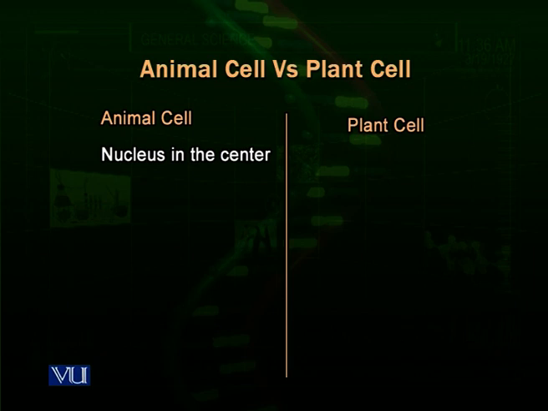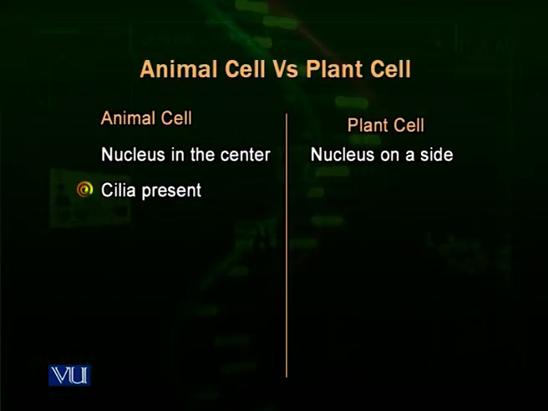The animal cells have their nucleus present almost in the center. In the plant cells, in contrast, the nucleus, in mature cells particularly, is on the side of the cell. Because of the presence of a very large vacuole, the nucleus is put aside and is not present in the center. So this is another difference, and that difference is due to the presence of the large vacuole inside the plant.